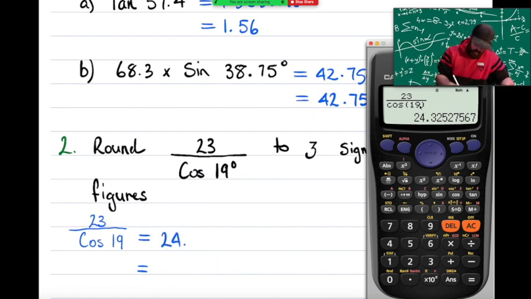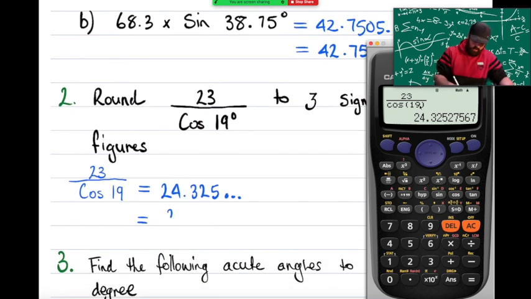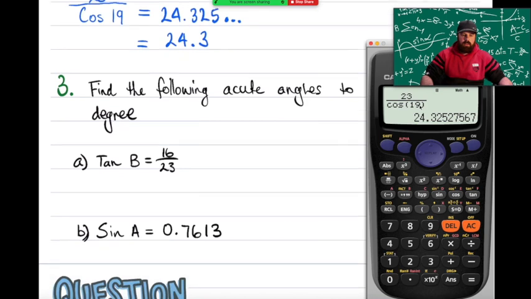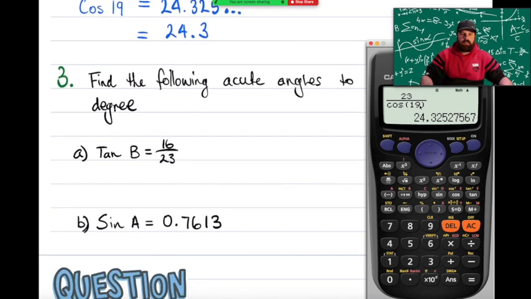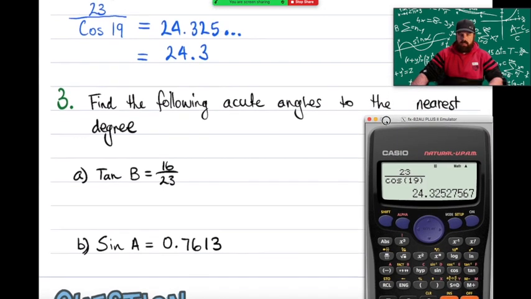So the answer is 24.325 and so on. And it wants it to 3 significant figures. So I want the first 3 important numbers, and those first 3 important numbers are 24.3. The number 2 after the 3 doesn't make the 3 round up. So I'm leaving my answer as 24.3.